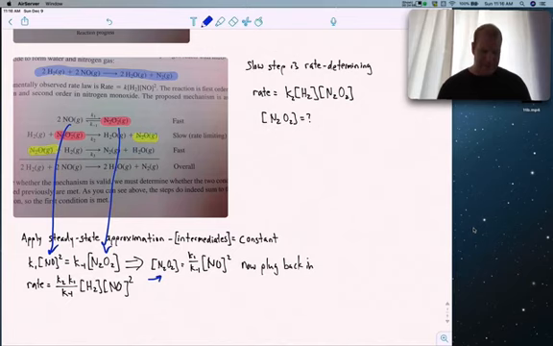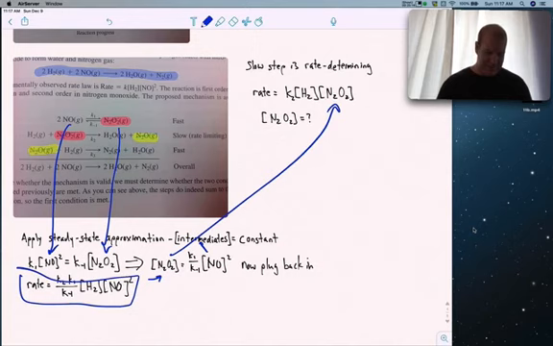And we plug this back in. So we take this and we plug it into here. And then the rate law, well, I should say we take this and plug it into there. And then we get the rate law equals this.